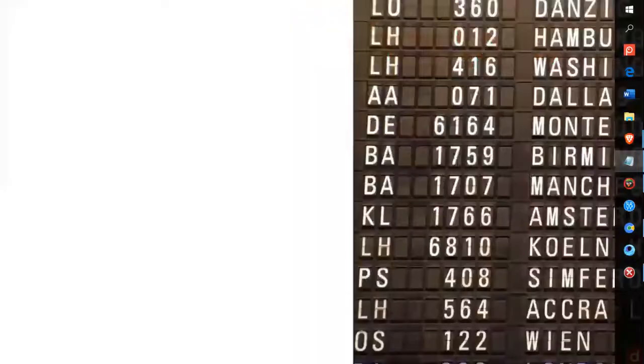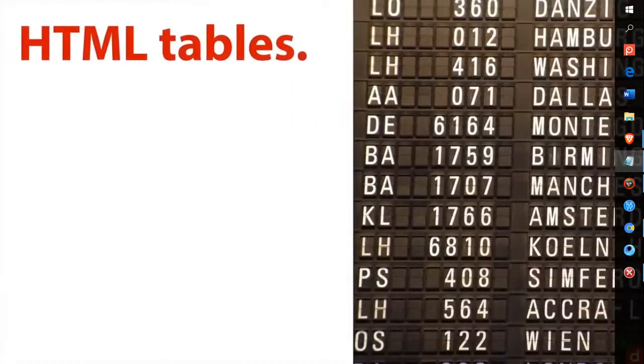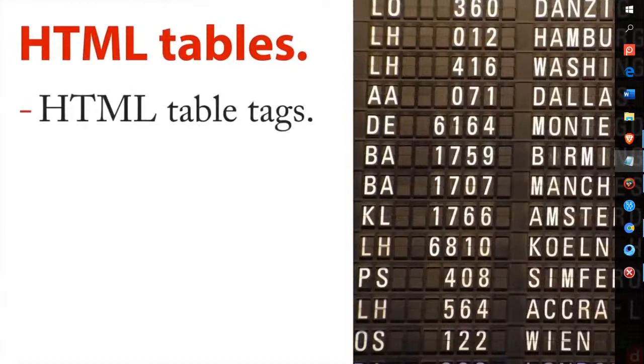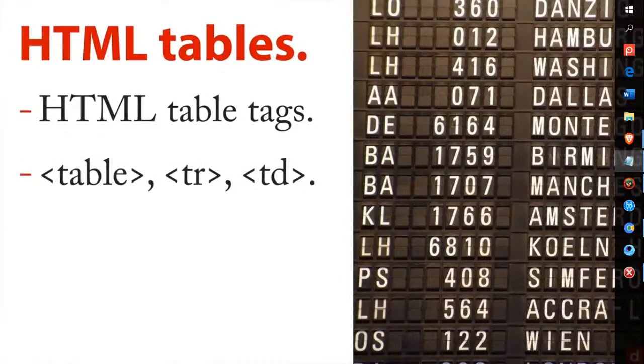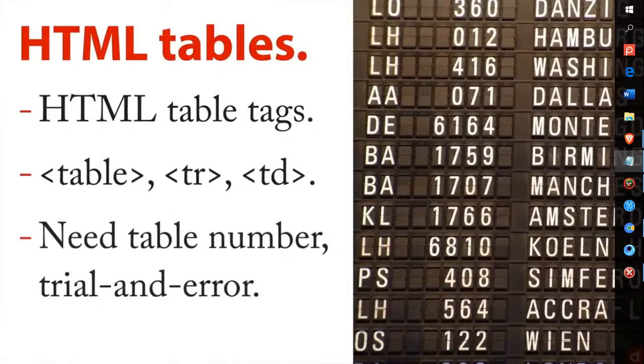You can also get information from HTML tables, although this is a physical table of rows and columns I'm showing you. This also uses HTML table tags. That's like table, and TR for table row, and TD for table data. That's a cell. The trick is when you're doing this, you need the table number, and sometimes you just have to find that through trial and error. Let me give you an example of how this works.